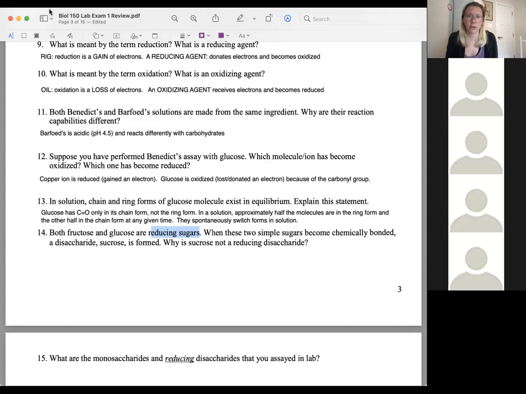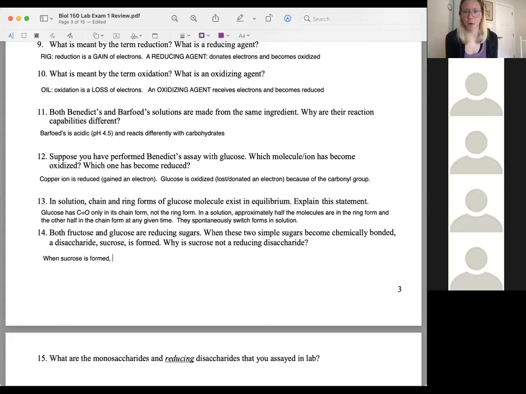Oh, that's a good question. I think when they form the link, the carbonyl group won't be existing. The carbonyl group is not going to disappear, but it's going to be in the link. So they won't be able to give something or be a reducing agent again, I think. Yeah, that's exactly right.